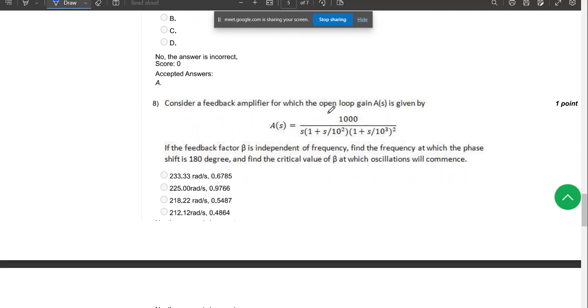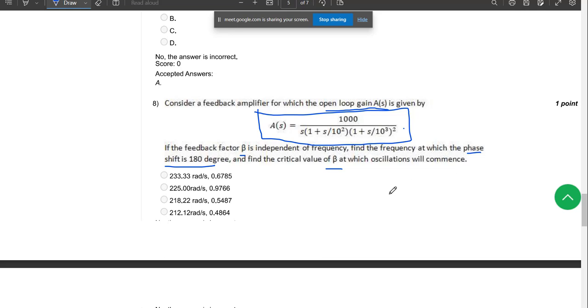Consider a feedback amplifier for which the open loop gain A(S) is 1000 divided by S into (1 plus S upon 10) square into (1 plus S upon 10 cube) square. So this is the open loop gain, which is given to us. Now if the feedback factor beta is independent of frequency, find the frequency at which oscillations will commence.